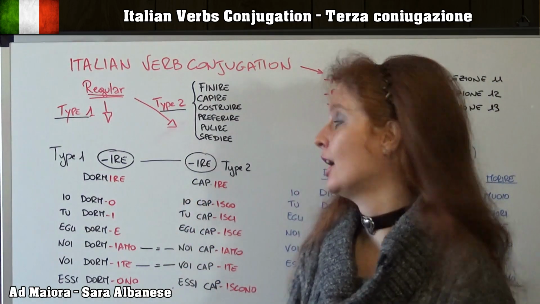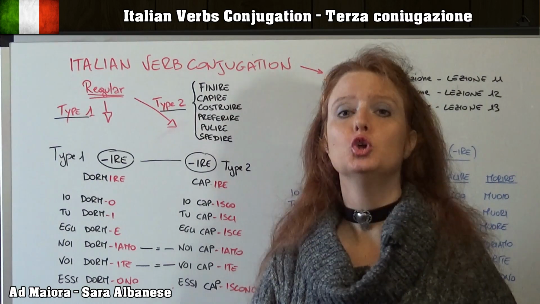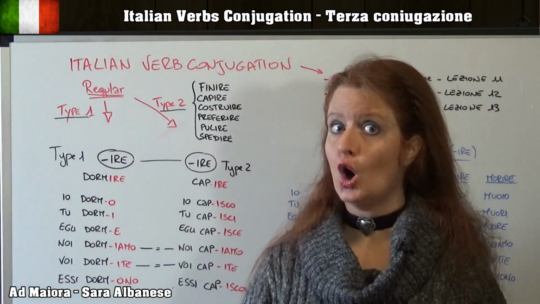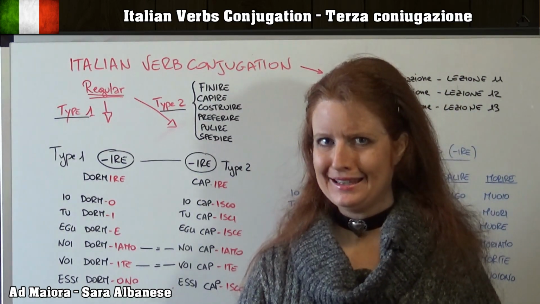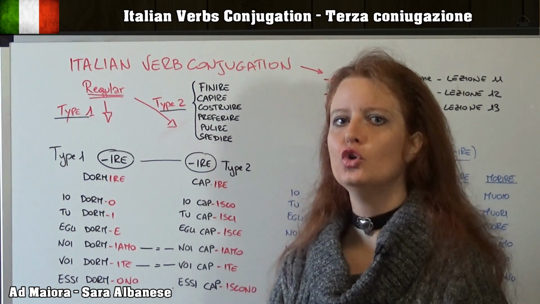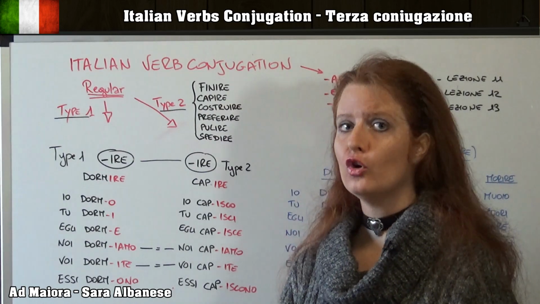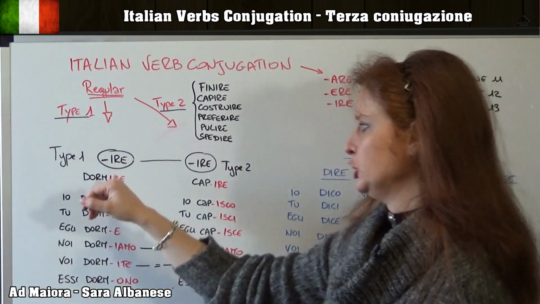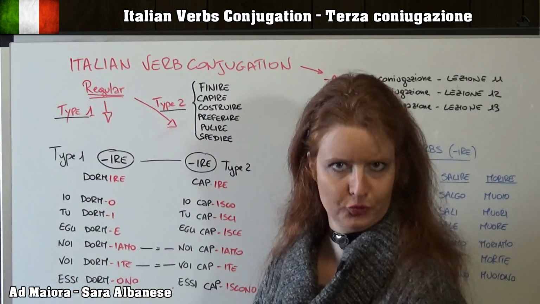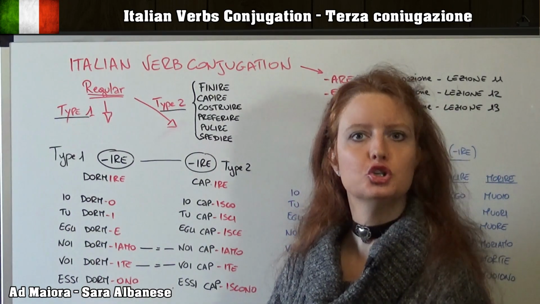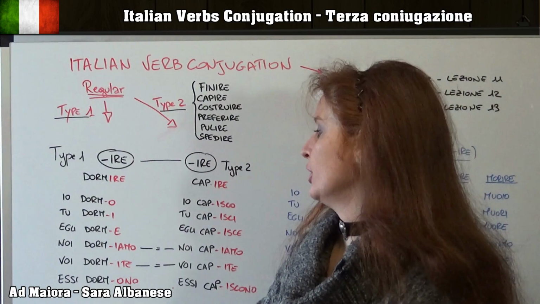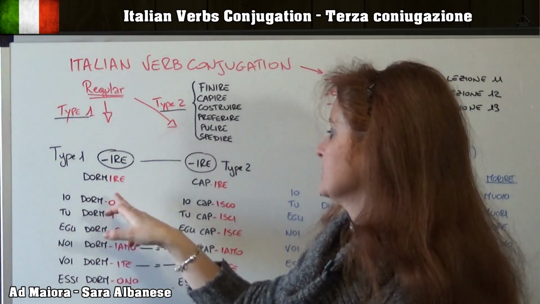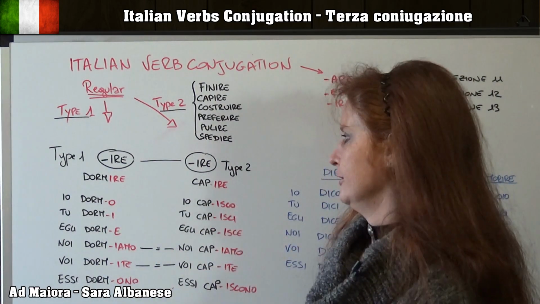The verb I've picked here is dormire. Dormire means sleep, okay? And the conjugation is io dormo, tu dormi, egli dorme, noi dormiamo, voi dormite, essi dormono. Well, you can see that the black part of the verb is, as usual, the root of the verb. It never changes in regular verbs.